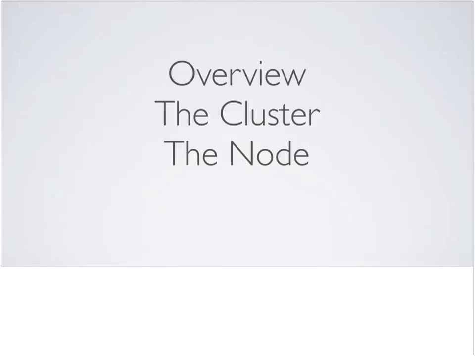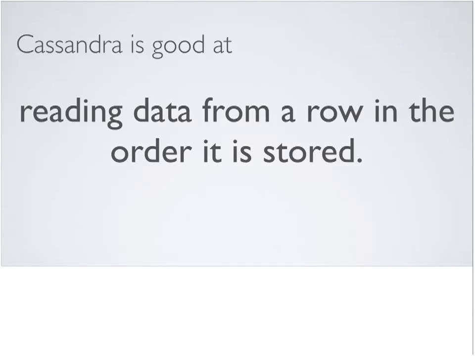Quickly, we'll talk about the data model. As Christian said at the start of this, there's an upcoming webinar on data modeling. I think there's actually 2 in the schedule, so I encourage you to attend those. This is just a brief overview. Cassandra is good at reading data from a row in the order that it's stored, and the order that it's stored is by column name.